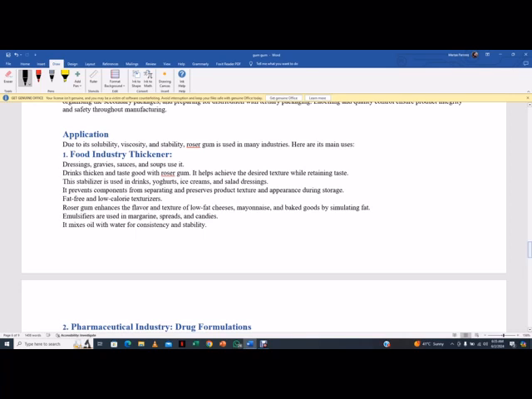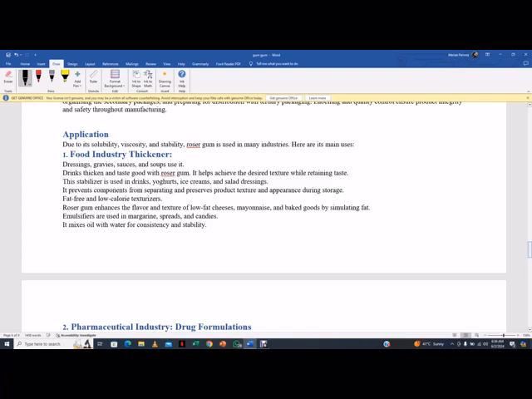Talking about the gum roser as a stabilizer, it is used in drinks, yogurts, ice creams, and salad dressing to prevent ingredient separation. It also acts as a texturizer in low-fat products and an emulsifier in margarine, spreads, and candies to blend the oil and water, ensuring product stability and uniformity. So this is the application of the gum roser in the food industry: it is used as a thickener, stabilizer, texturizer, and emulsifier.